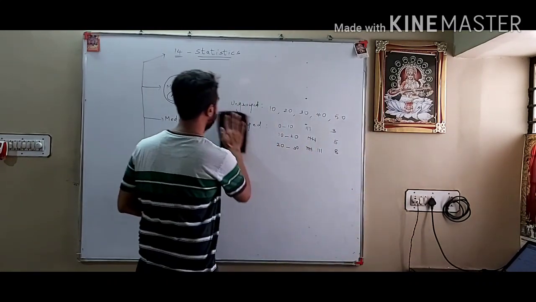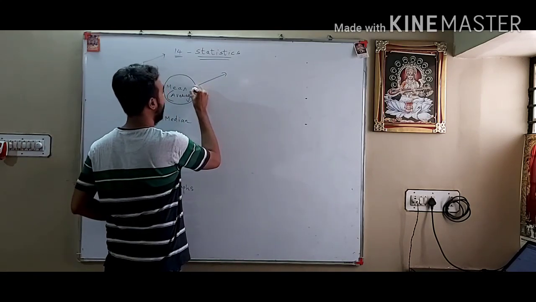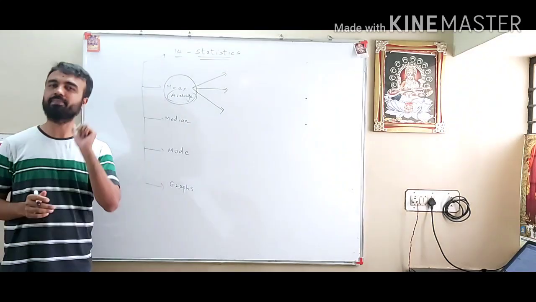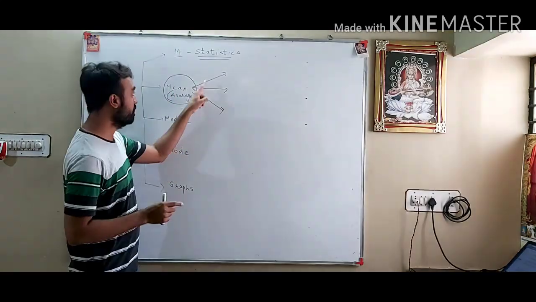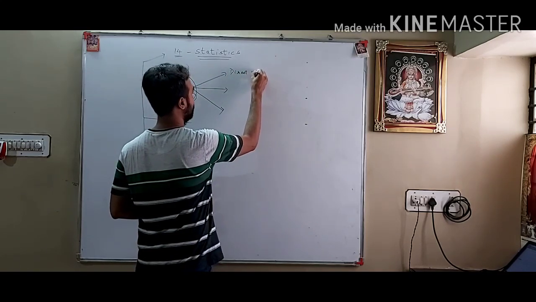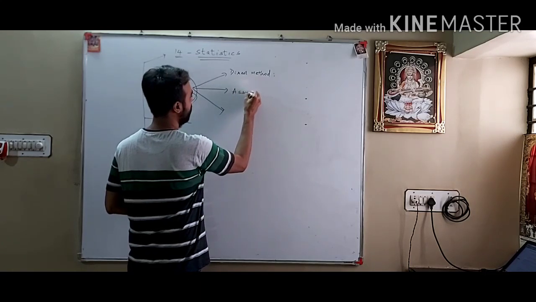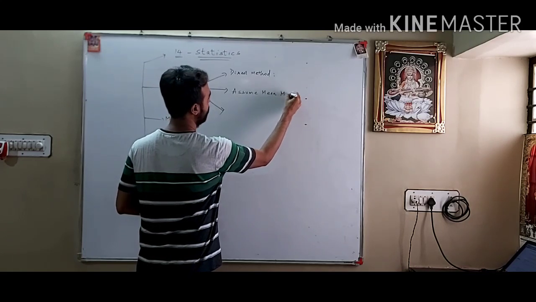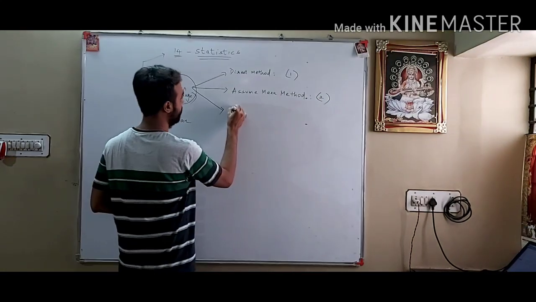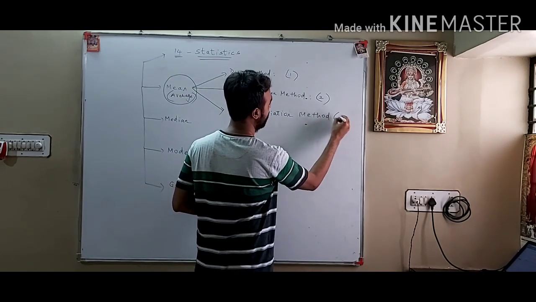Now if I focus on the main topic, mean, there are three methods in this one topic. There are three methods by which you can solve the same sum of one given question. That is, if one question is given, you can solve it by three methods. Which are those three methods? The first one is called the direct method. The second one is called the assumed mean method. And the third one is known as the step deviation method. So there are three methods by which you can solve the same sum.